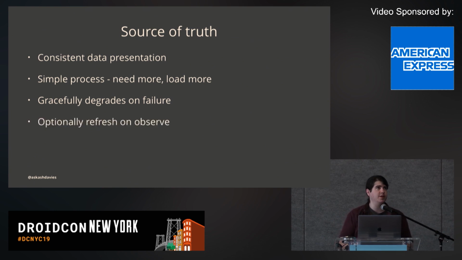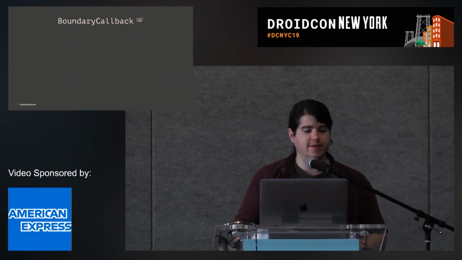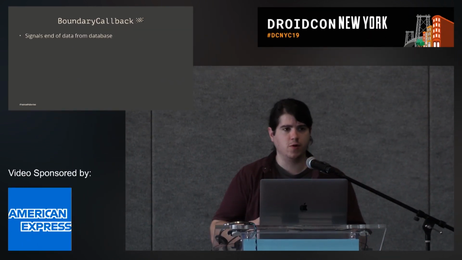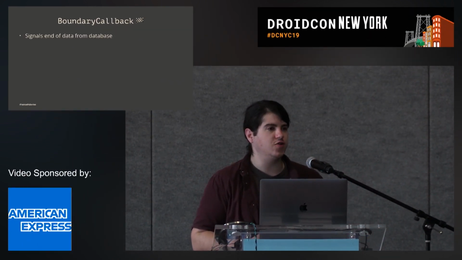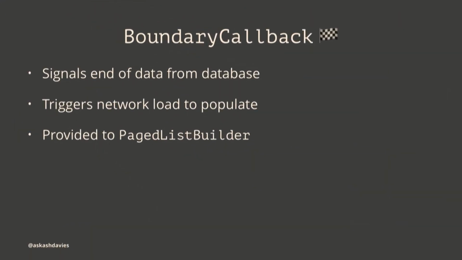And this is achieved by using what's called the boundary callback. I mentioned this in the previous slides. Now, this signals to the database that, hey, we're out of data, we need to load more items and populate the database. So it triggers the network load to populate, and you provide it in the PagedList builder when you're building this.